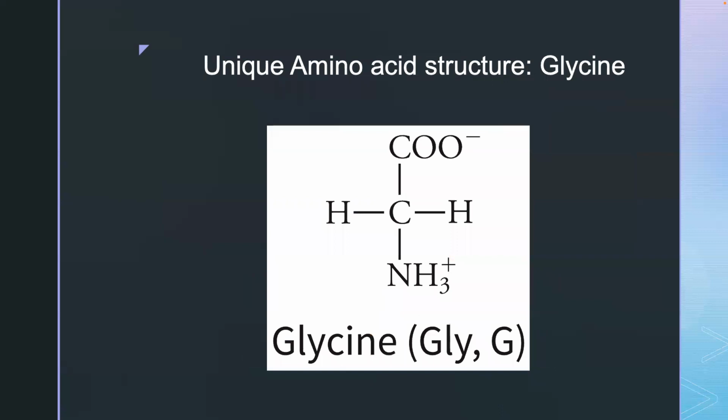Finally, we have glycine. Glycine has an R chain that consists only of a hydrogen atom. Sometimes it's classified as hydrophobic. However, it's neither truly hydrophobic nor charged, and it can also be grouped with the polar amino acids as well. So it's an interesting amino acid, again, because it has that R chain of only a hydrogen atom.